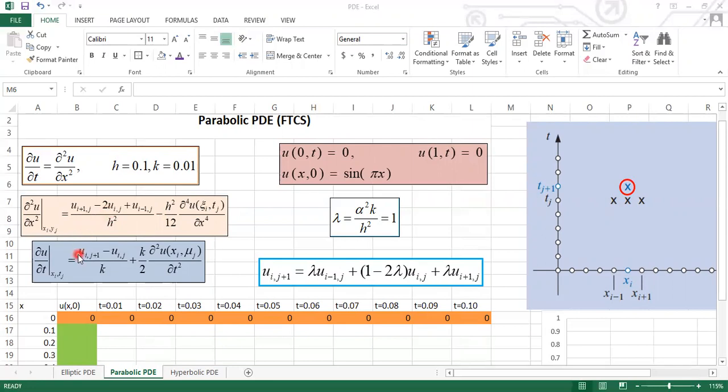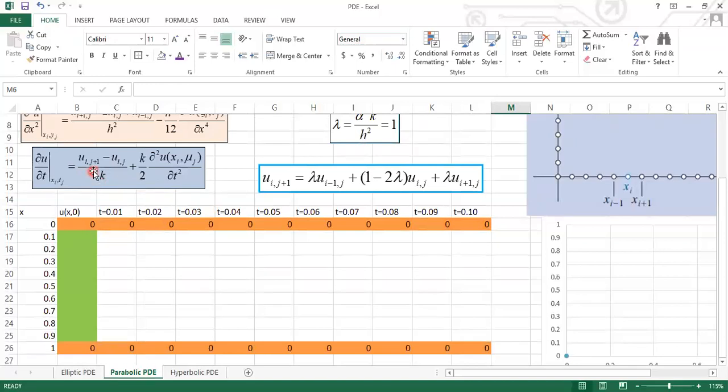For t, we use the forward difference formula. So again, a partial derivative is u i j plus 1 minus u i j divided by k. K is the step size in time. So we march forward in the time domain.